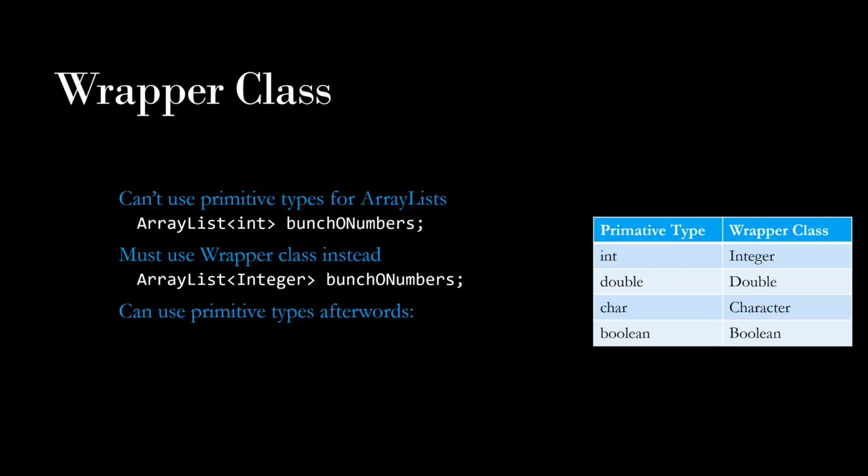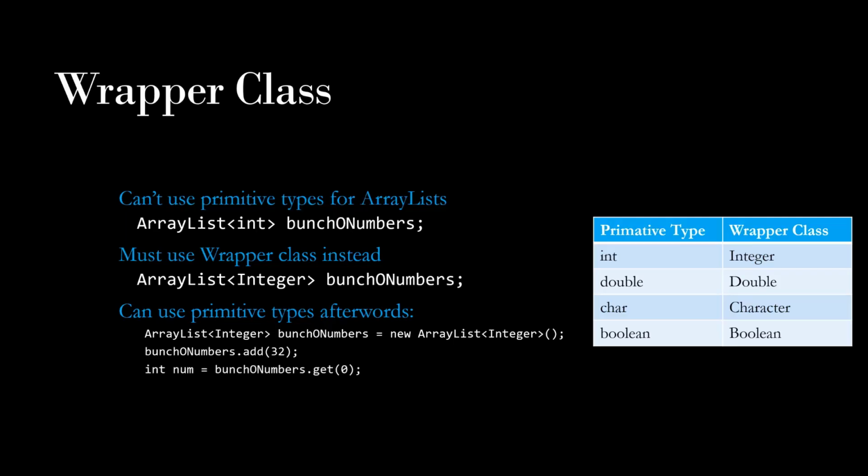But for the values that are in the ArrayList, you can totally use the primitive data type. So let's say our bunch of numbers has integers in it. We can store one of those values, here I'm adding 32 to it, to an int variable. So that would store 32 to num, and so this would totally work. It's just when we're creating this ArrayList, we can't use int. It has to be Integer. Okay.